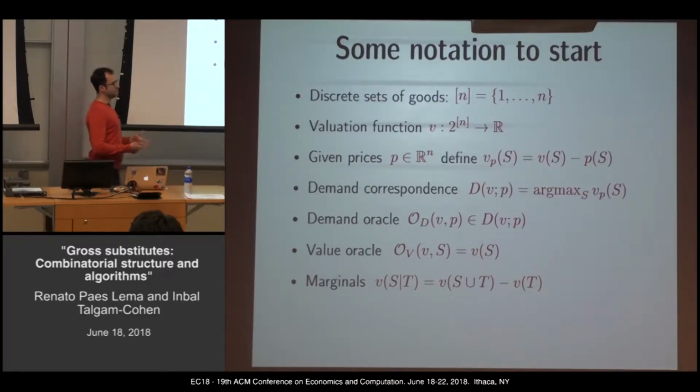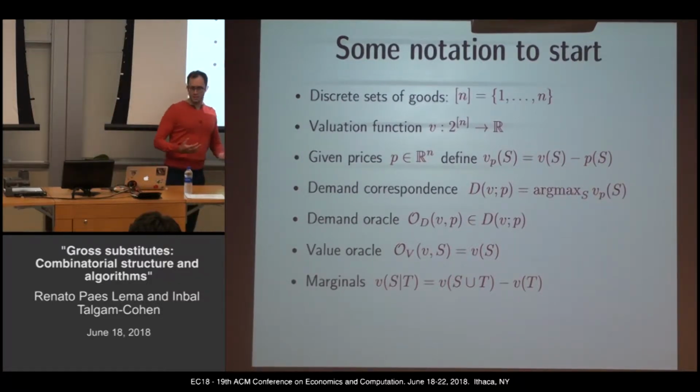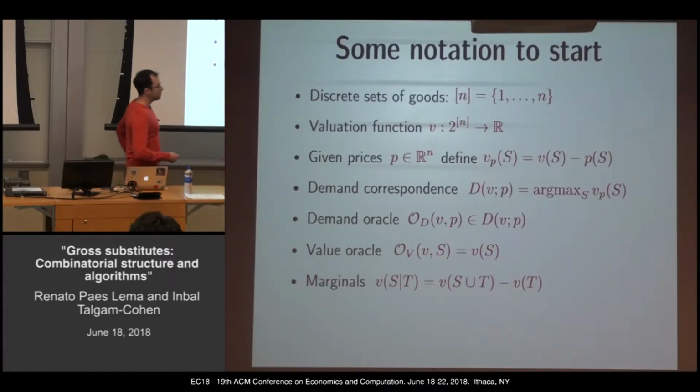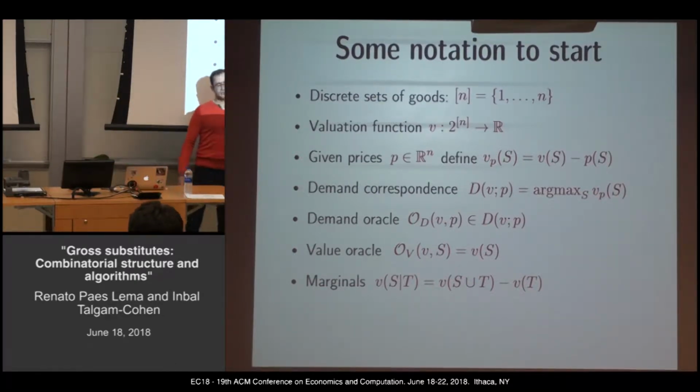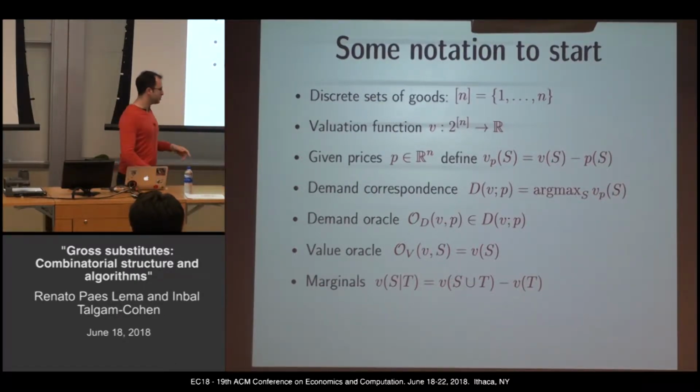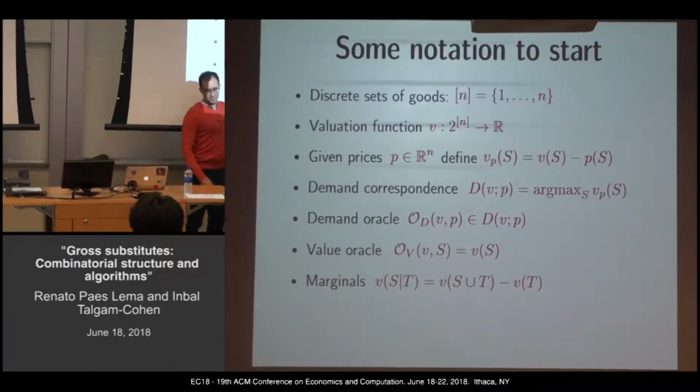And we talk about how you access these functions. One is the demand oracle. With the demand oracle, you think of something you can call with some vector of prices and a valuation function to return the one set that's demanded. The value oracle is just evaluating the function at s. I often talk about marginals: how much one values s if you already have t. It's the incremental value you get from getting an additional set of goods s.